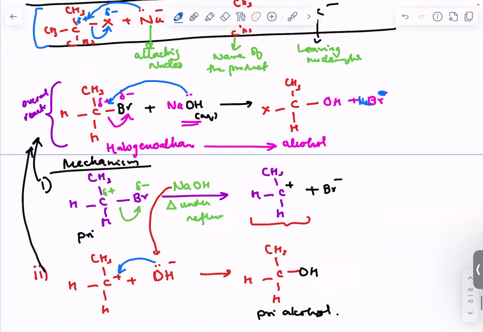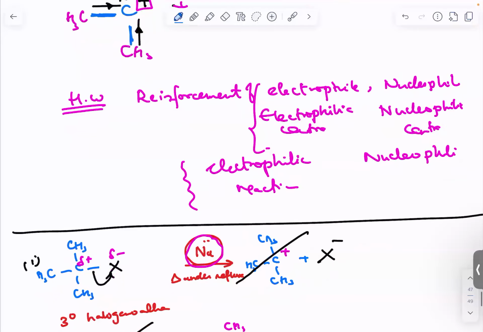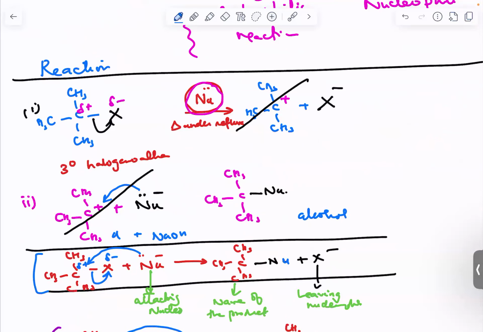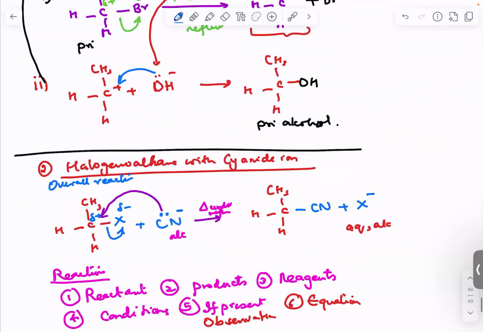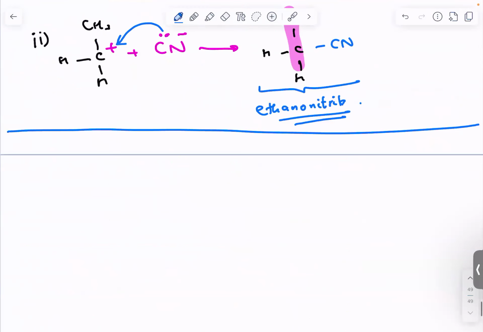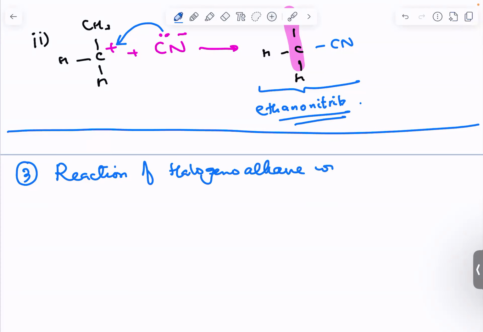The first reaction was a reaction of halogenoalkane with sodium hydroxide. I'll write here: reaction of halogenoalkane with sodium hydroxide equals 1. This is 1, so this is now 2, and now I will write 3. Any questions, Zena? No. All understood? Yeah. All right. Now the third reaction: reaction of halogenoalkane with ammonia.